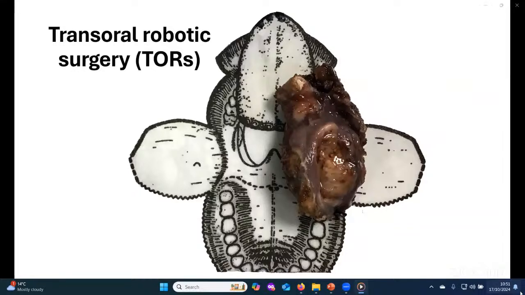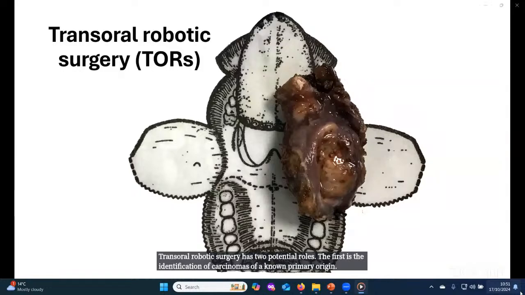Transoral robotic surgery has two potential roles. The first is the identification of carcinomas of unknown primary origin, for which the tonsil and base of tongue is a common site. In these situations, you may receive a bilateral tongue-based mucosectomy and tonsillectomies, and these should be serial sliced in 3 mm planes and embedded entirely.